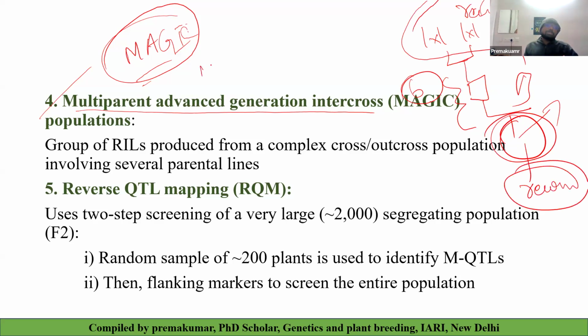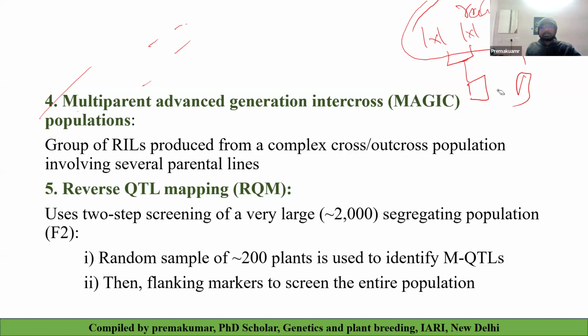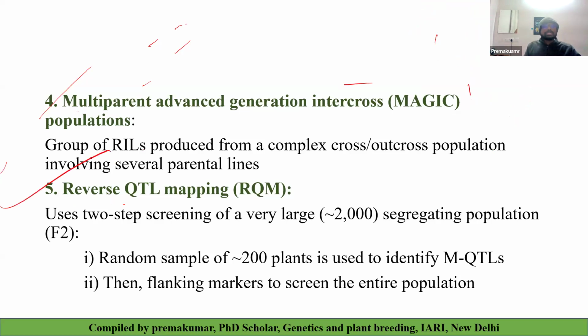Ultimately, only one point you should remember: the higher the recombination, the more the resolution, and the closer you will get to the gene. This one point is common for every method. You are developing MAGIC to increase the recombination. Then reverse QTL mapping. Actually, this is very important.